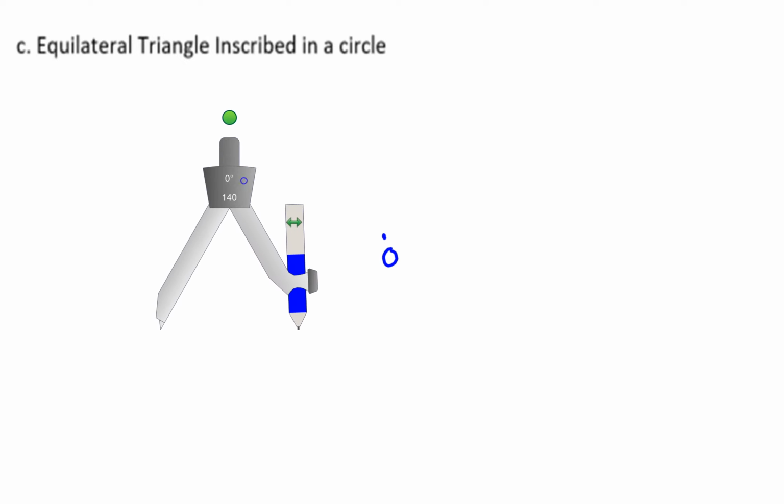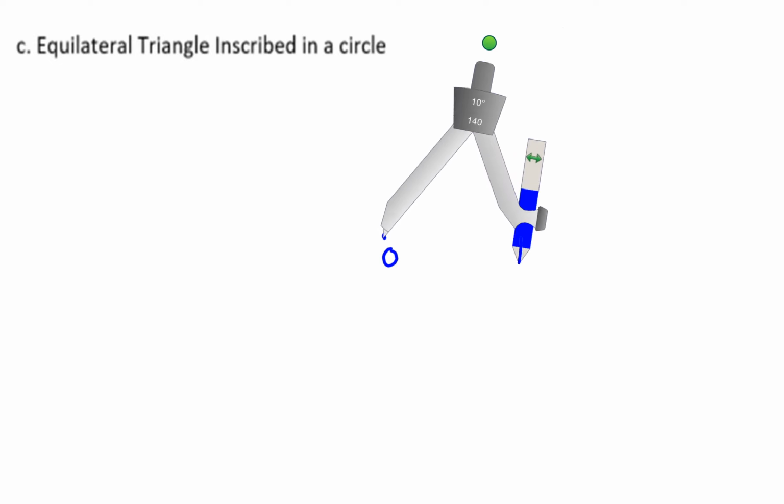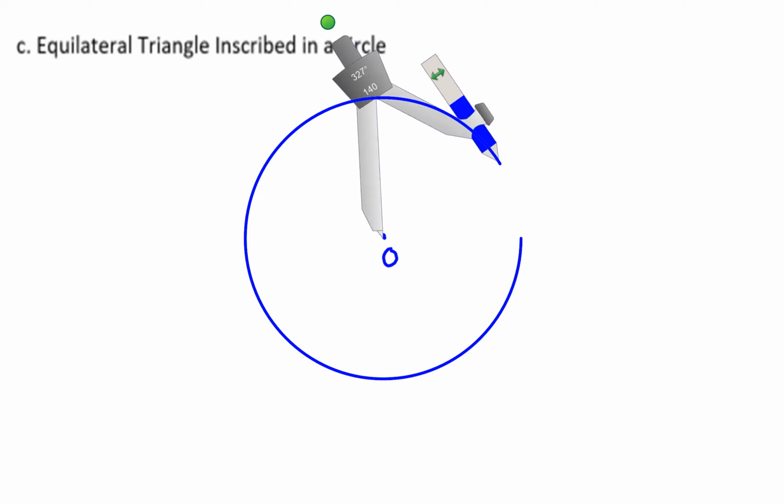From there, all we need to do is put our compass center on the center that we made, and we're just going to draw a circle. So if I could get that where I want it, right there. Okay, so now we're just going to draw a circle with our compass.